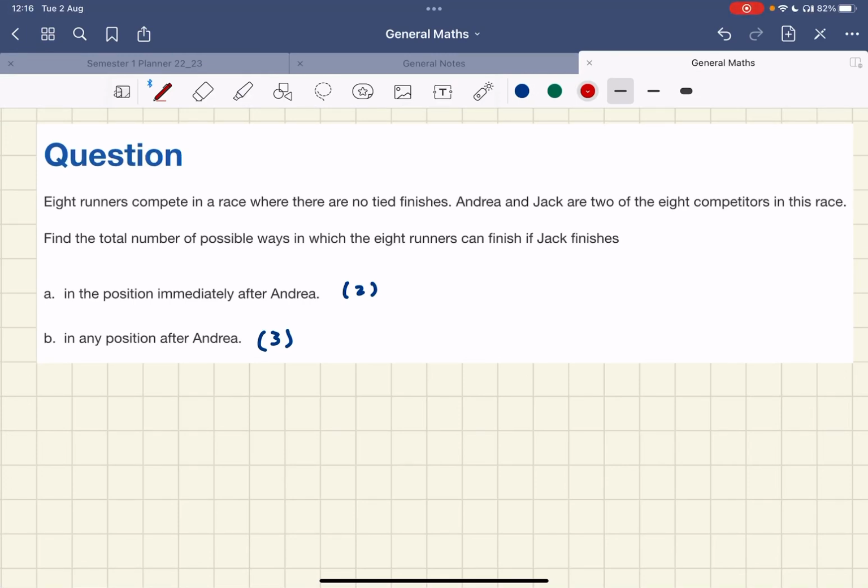So this question is just from the IB question bank. It's a counting question about permutations, combinations, factorials. Let's have a read of it. But in the first question, we want Jack to finish immediately after Andrea.